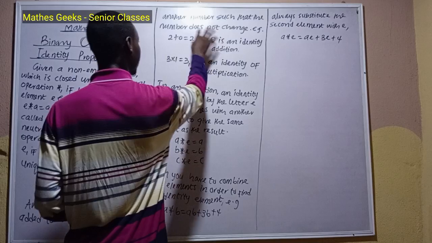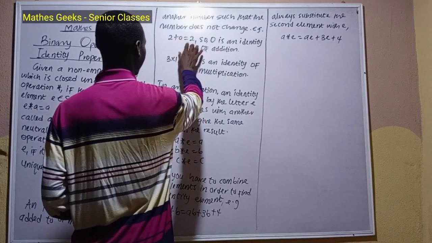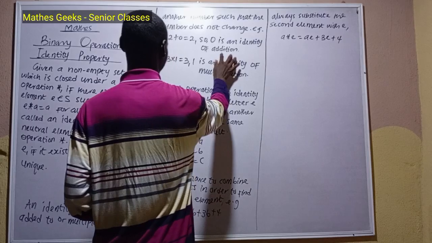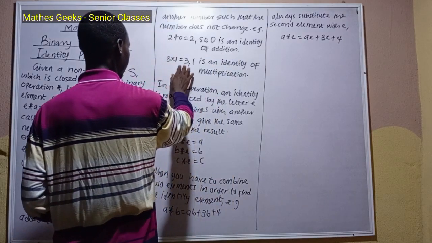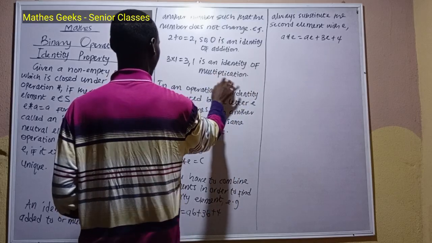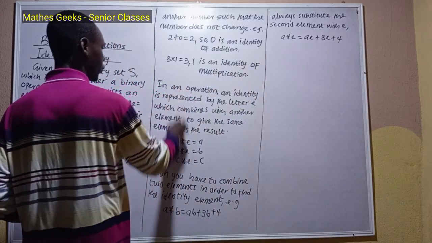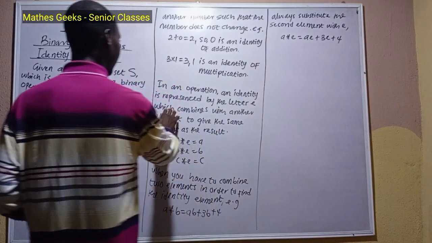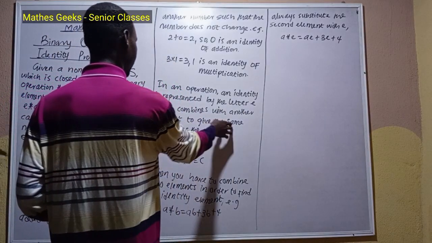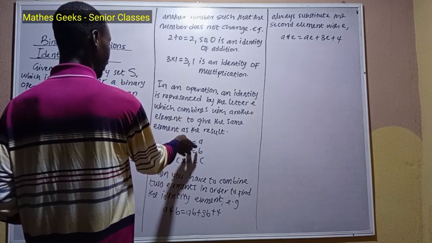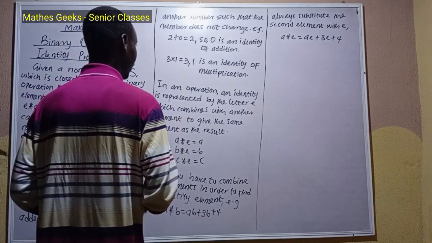So that number is called the identity. In this case, 2 plus 0 is equal to 2. 0 was added to 2 to get 2, so 0 is an identity of addition. 3 times 1 will give you 3, which implies that 1 is an identity of multiplication. In an operation, an identity is represented by the letter E, which combines with another element to give the same element as the result. So A star E is equal to A. So that's what identity is.